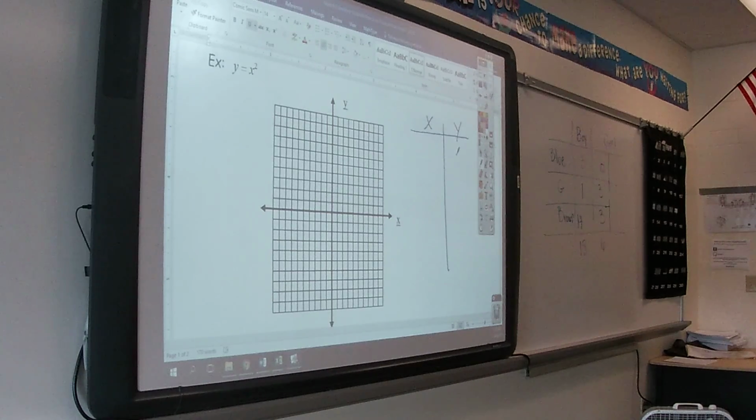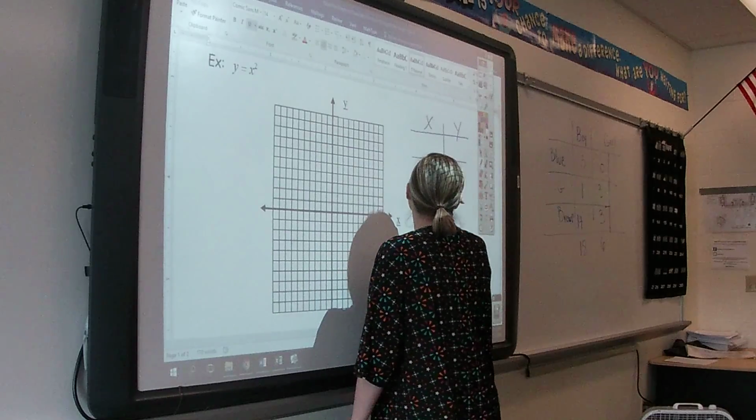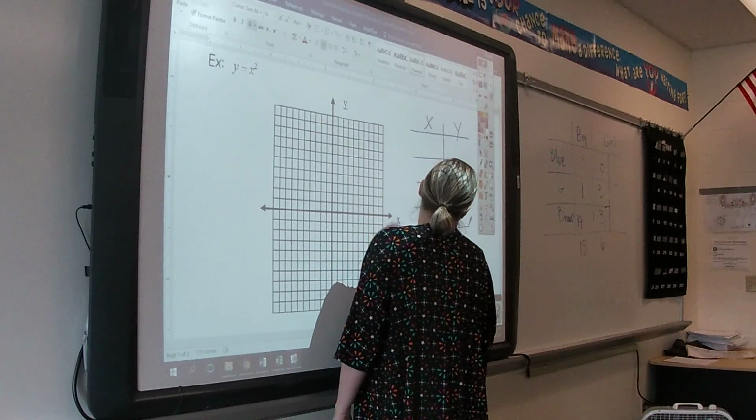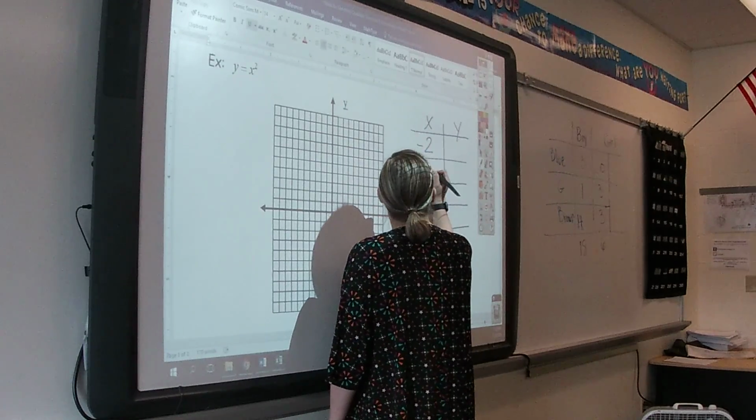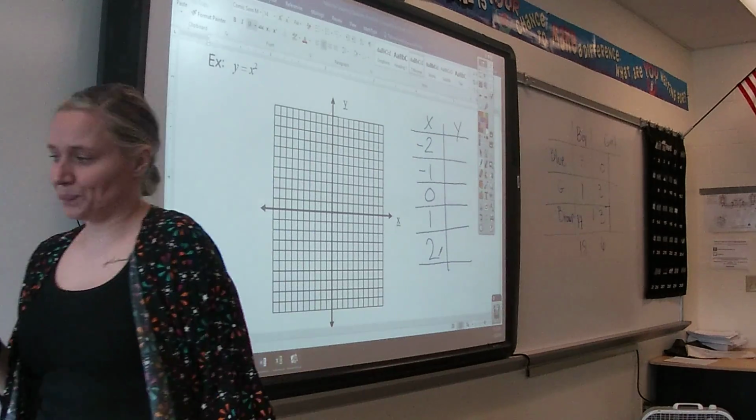Now, you would have to plug in a lot of points to find the ones that are actually going to give you that curve to make sure we see the whole thing. I'm going to tell you exactly what points we're going to plug into our table right now. 5 of them. We're going to plug in -2, -1, 0, 1, and 2.